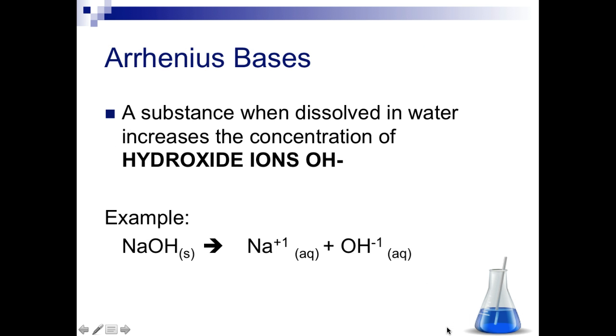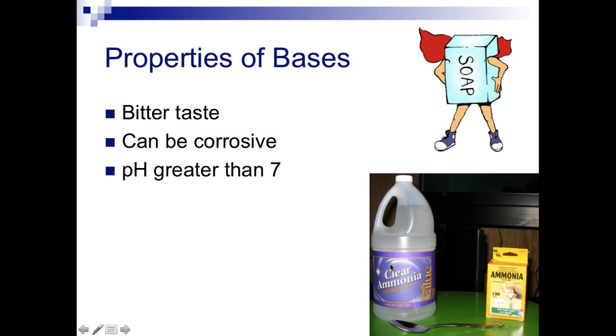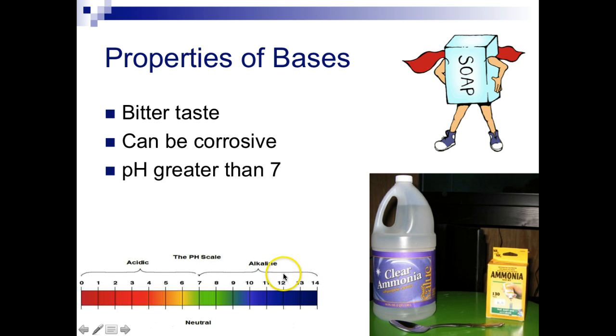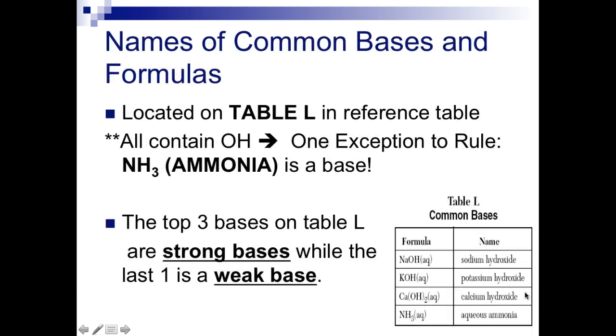So Arrhenius bases, that's a substance that when dissolved in water increases the concentration of hydroxide ions. So for example, NaOH is a base. When it is dissolved in water, it produces Na plus and OH minus. That OH minus is a signifier that it is a base. So the properties of bases: they taste bitter, they can be corrosive, and they have a pH that is greater than 7. So when we look at our pH scale, they're known as alkaline because they're basic. A lot of things that you might not know, like cleaning supplies, can be basic and are mostly basic.